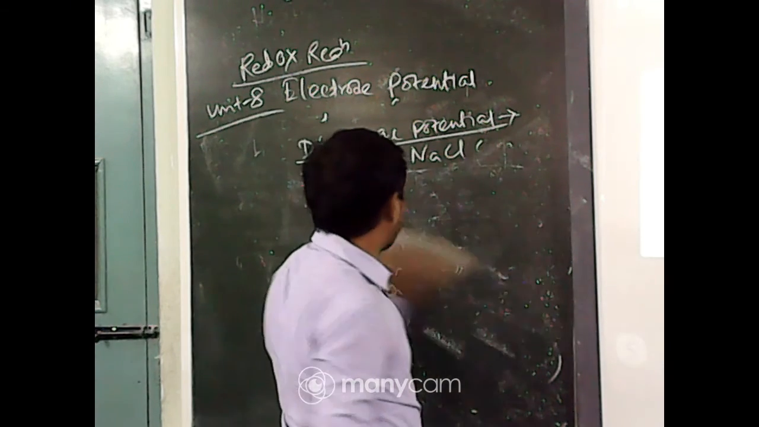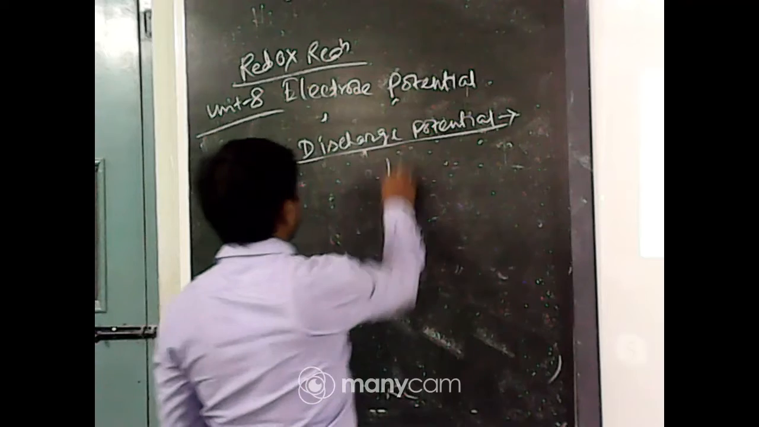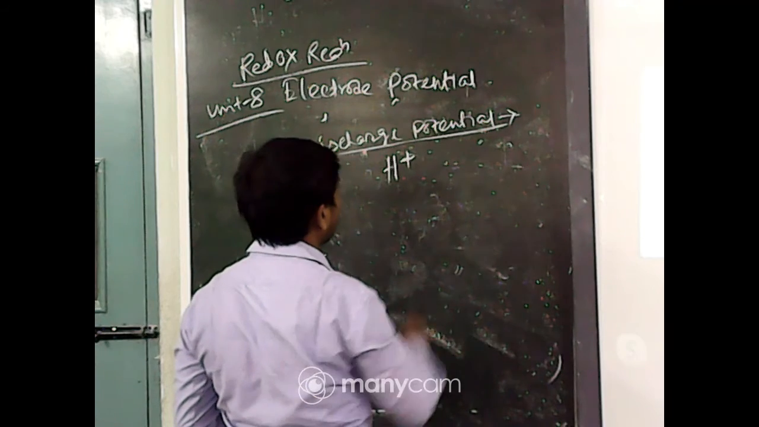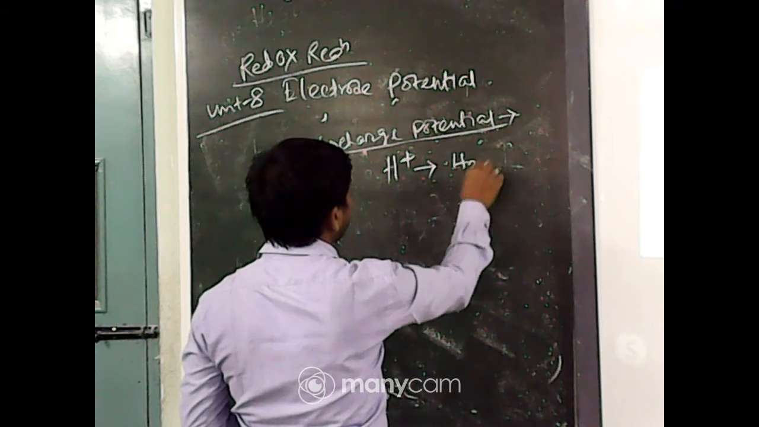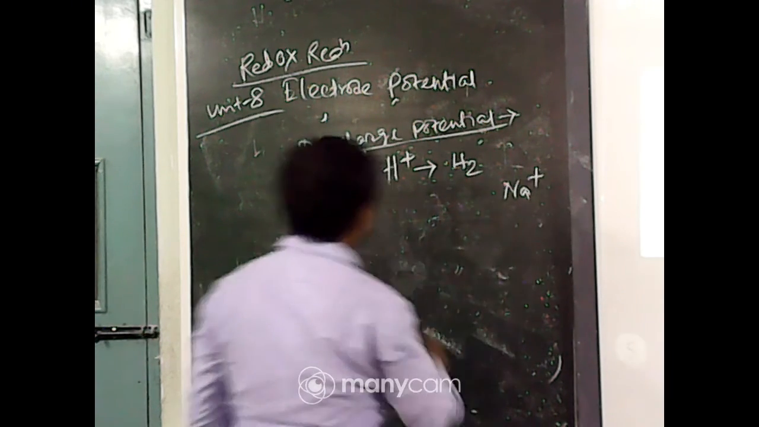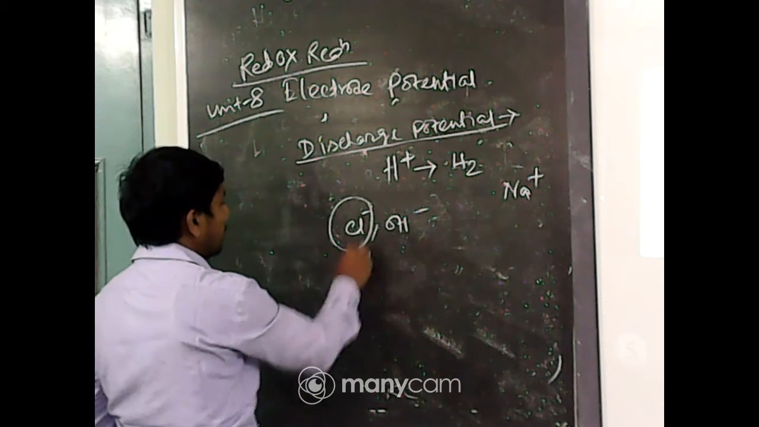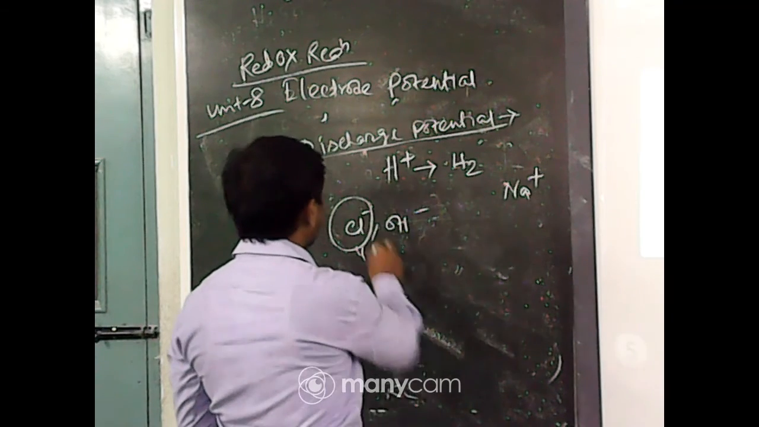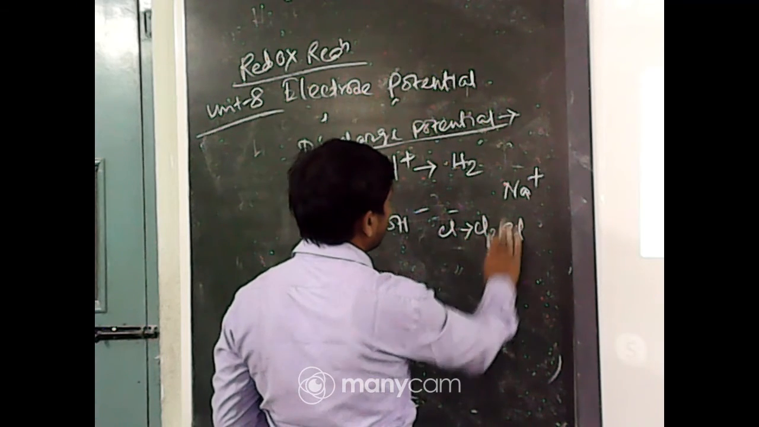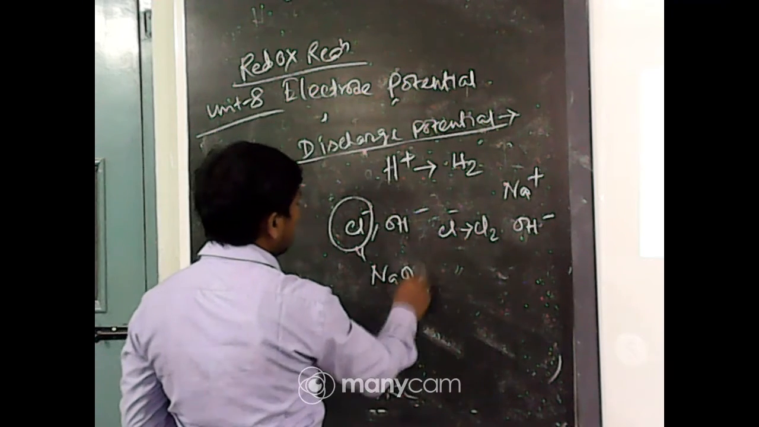Now H plus and Na plus: H plus has lower discharge potential, or the mobility of H plus is higher than that of sodium. So H plus will form hydrogen and be liberated. In solution there is Na plus, and between Cl minus and OH minus, the discharge potential of Cl minus is less. So Cl minus will be liberated as Cl2, and in the solution there is OH minus. So the solution overall is basic in nature.